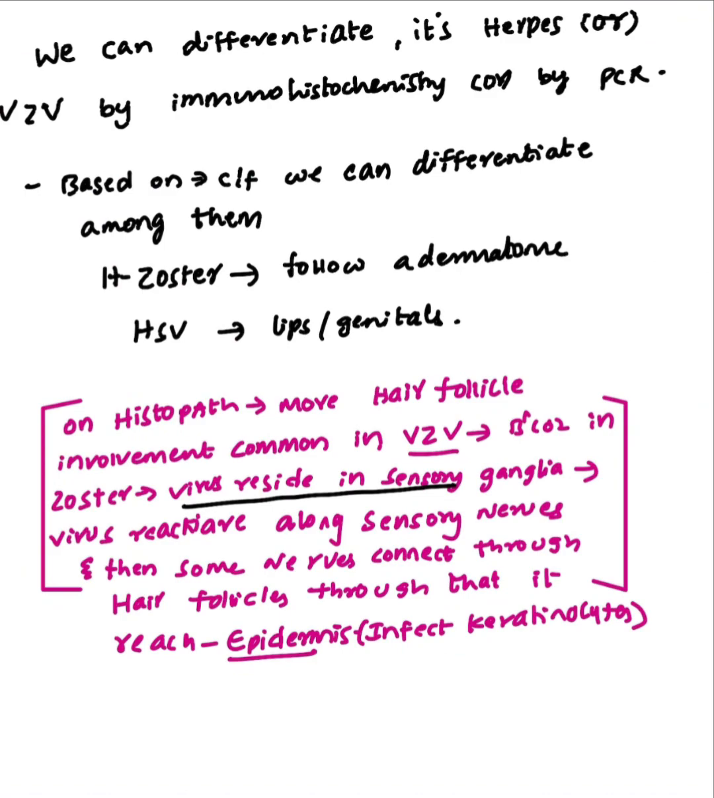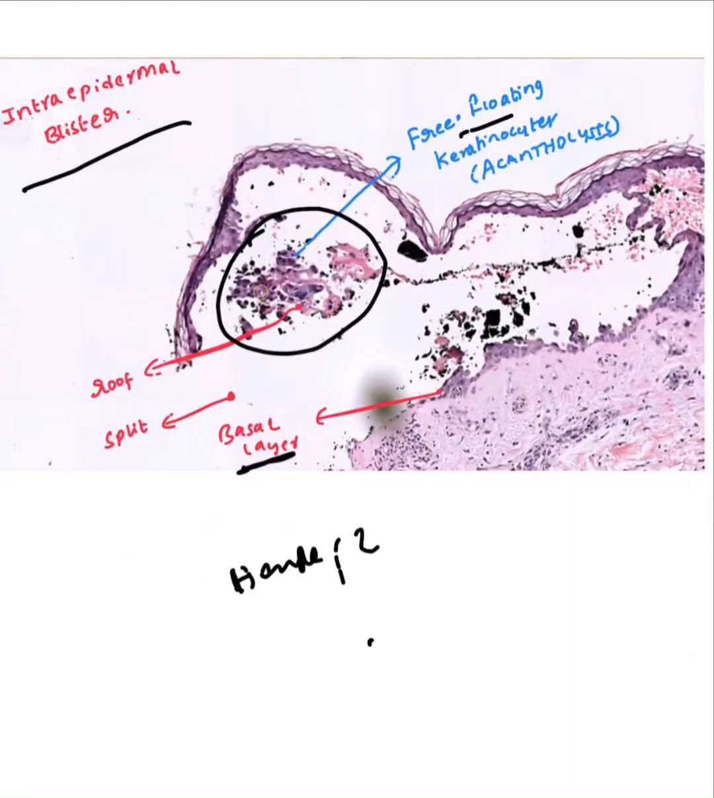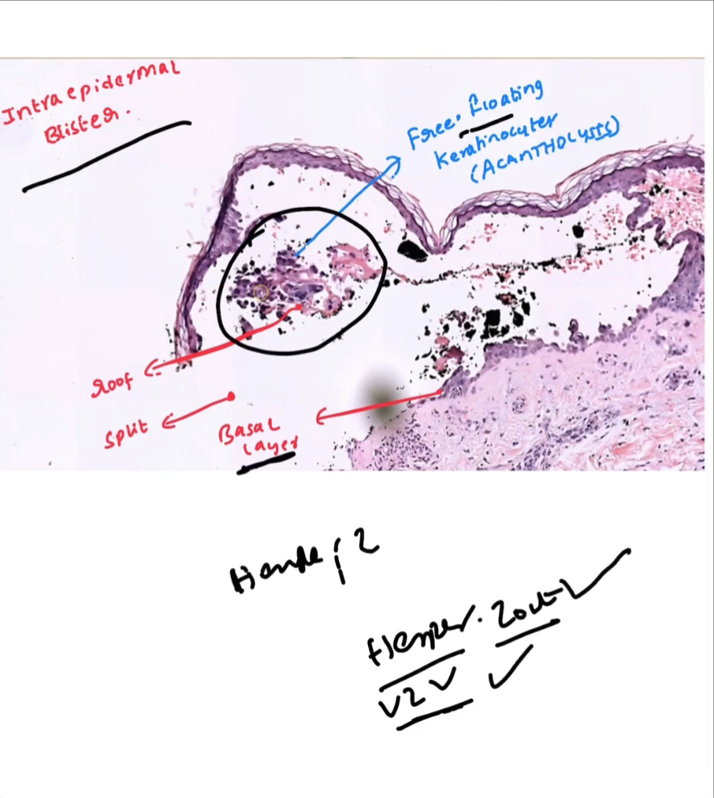And you basically have to differentiate between herpes simplex virus and varicella zoster virus. In herpes zoster, usually the clinical features will follow a dermatome, whereas in herpes simplex virus, clinical features usually reside only on the lips and genitals. So by clinical features, you can differentiate whether it is herpes zoster or herpes simplex virus. Another way is you can do a PCR test or immunohistochemistry.